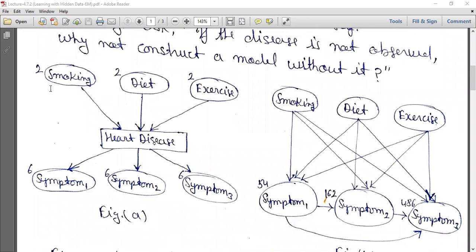So there are three causes: smoking, diet, and exercise. If you smoke, then the result is heart disease. Diet: if you have not taken a proper diet, then it's heart disease. If you do not exercise properly, then it is heart disease. Symptom 1, symptom 2, and symptom 3. And these are smoking, diet, exercise. If you have smoking, then maybe symptom 3, maybe symptom 2, maybe symptom 1. If you are not taking a proper diet, then it should be symptom 1, symptom 2, symptom 3, and then exercise, and so on.